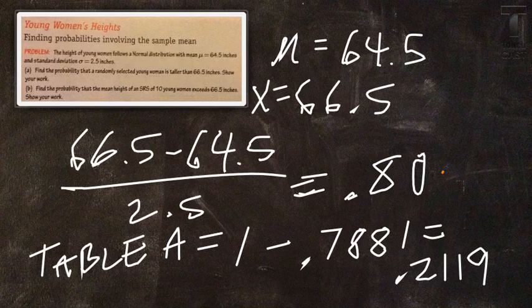Again, we didn't do anything dealing with the sample size in this one. We just treated it normal, because they told us at the top that the height of young women was normal, and we were just getting the probability of any randomly selected woman, not dealing with sample size yet. We'll finish this with sample size in the next video.